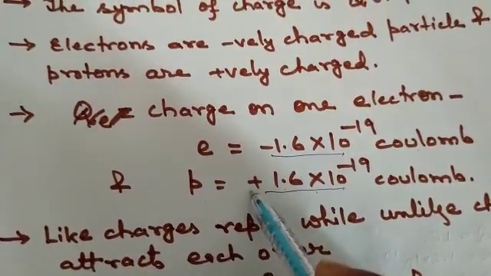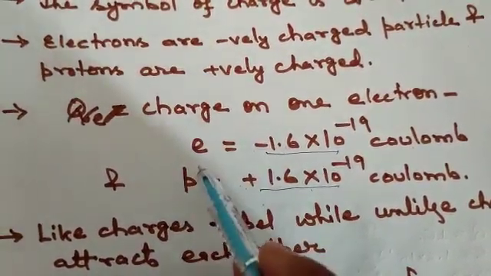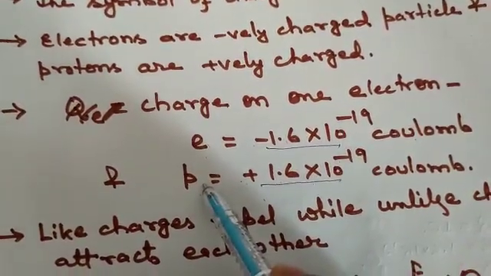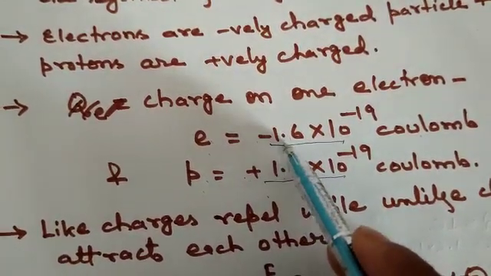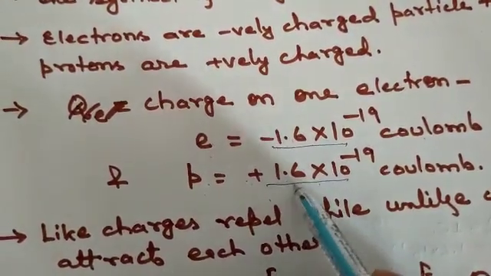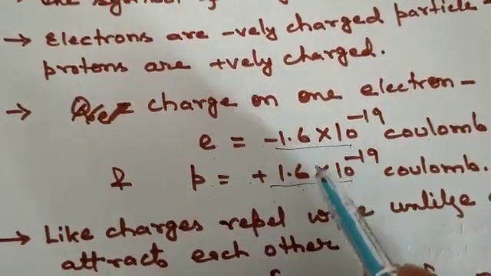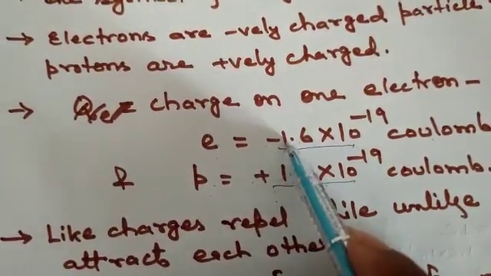Minus and plus are used just to distinguish them, because electrons are negatively charged particles and protons are positively charged particles. So it doesn't mean that minus 1.6 multiplied by 10 to the power minus 19 is less than plus 1.6 multiplied by 10 to the power minus 19. In fact, both the quantities are the same but opposite in nature.